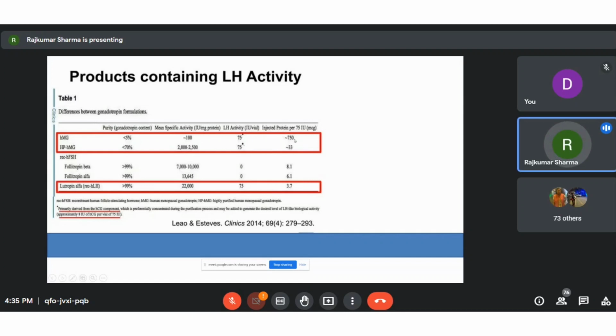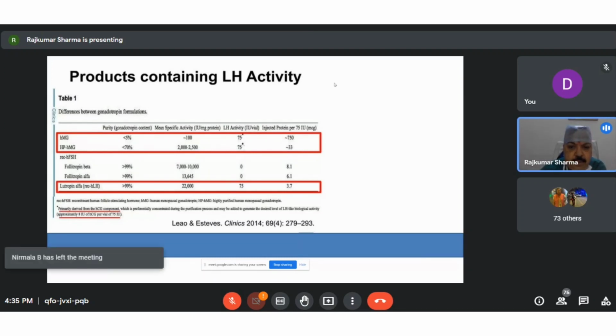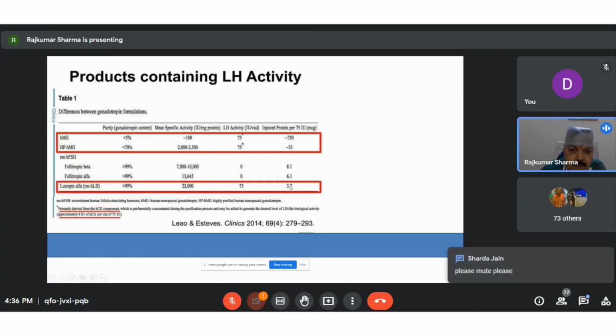So you'll find the patient who has already been stimulated 2 or 3 times for IUI or for IVF, and if you try to use a urinary HMG or highly purified HMG, you'll find that the response will not be as good because the patient has developed antibodies against these proteins. But if you add the recombinant LH to them, where the protein content is very less, you find that the response will be better.